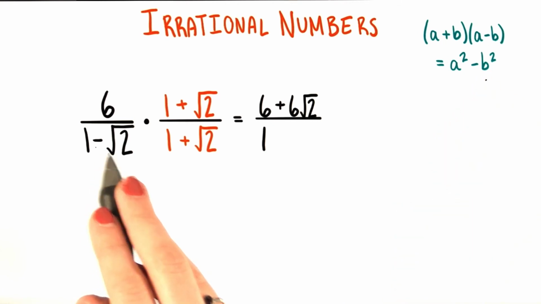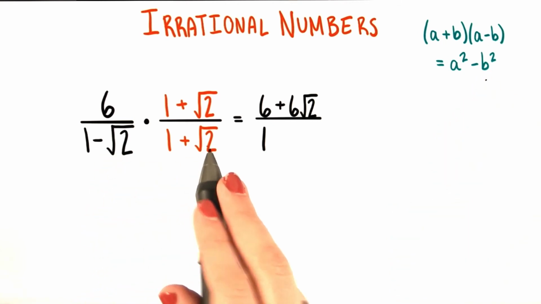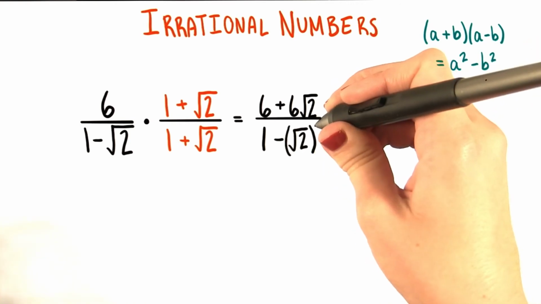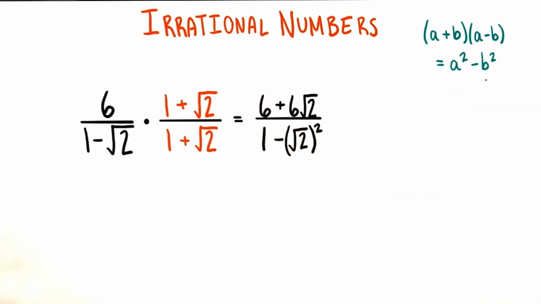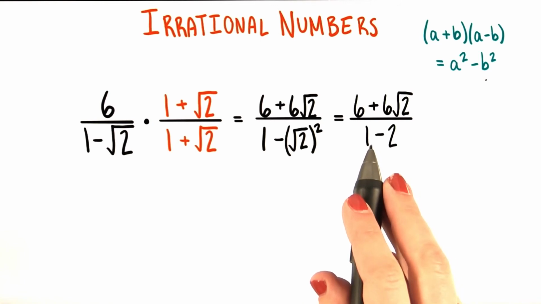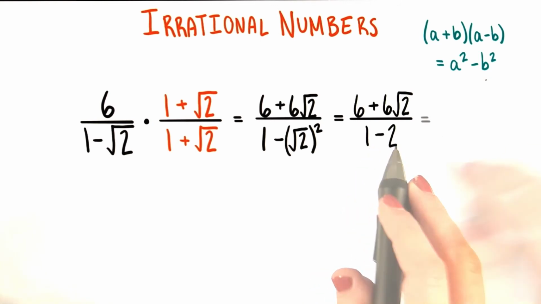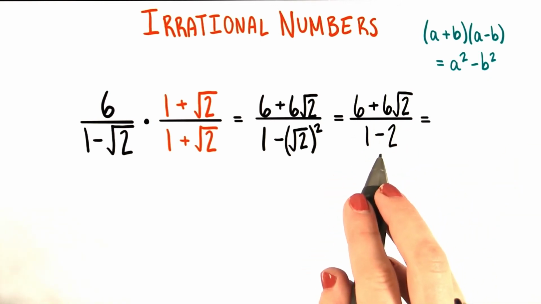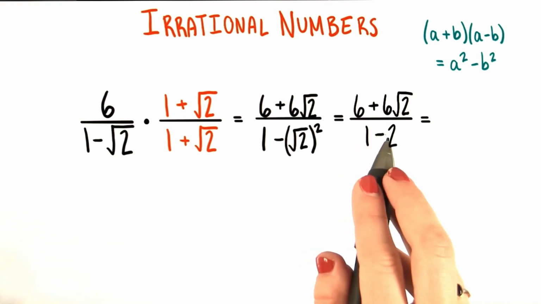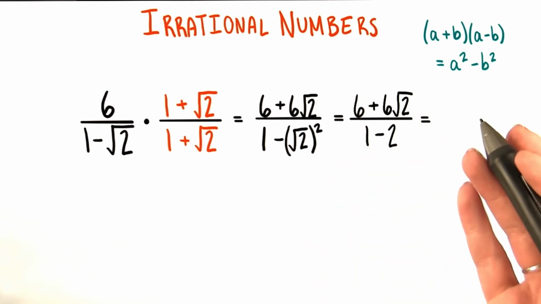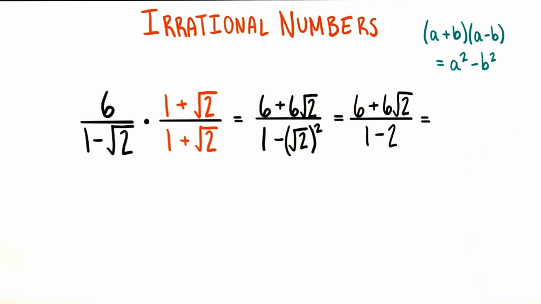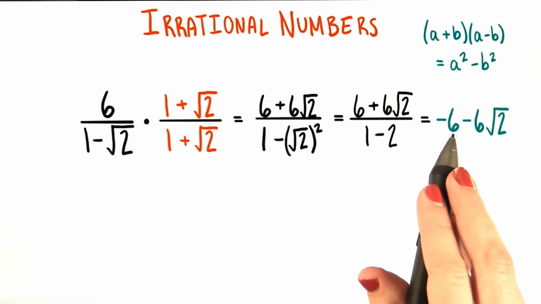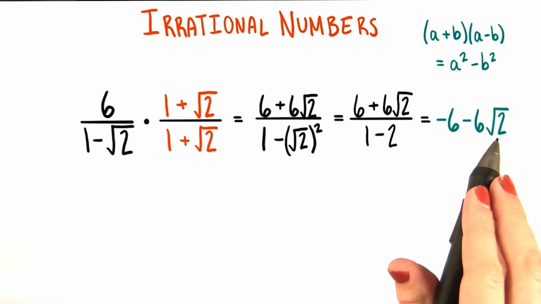Then we just have negative square root of 2 times the square root of 2, which means we're just subtracting the square root of 2 squared. That means our denominator is really just 1 minus 2. Now, 1 minus 2 is just negative 1, so that means that all this really is the numerator multiplied or divided by negative 1. That means our final answer is just negative 6 minus 6 times the square root of 2.